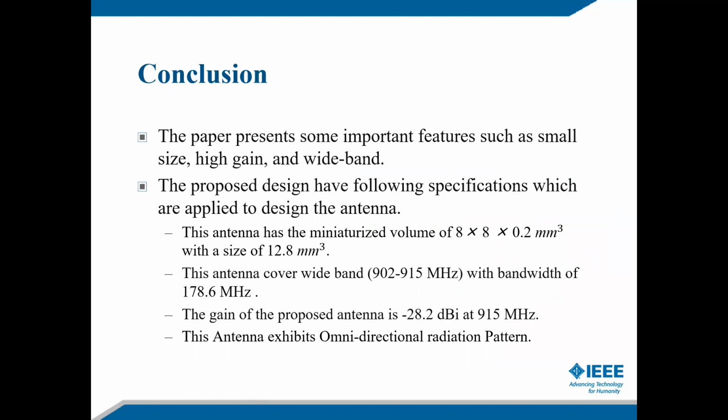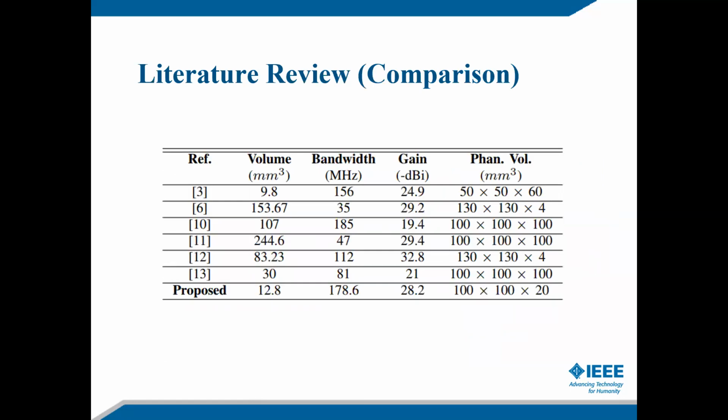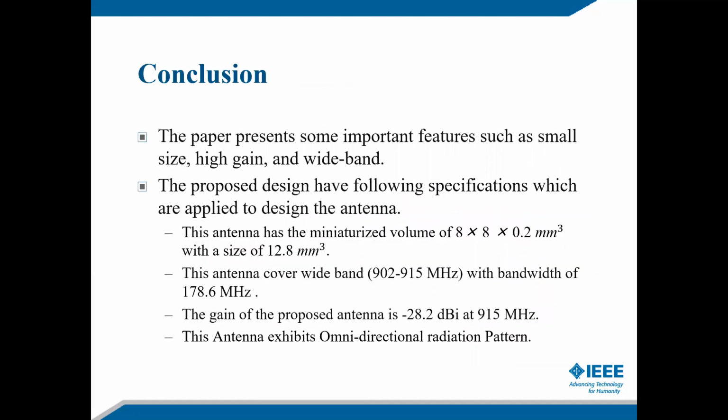Finally, I'm going to conclude my topic. The paper presents some important features such as small size, high gain, and wide band, as we checked from this literature review slide. The proposed design has the following specifications. This antenna has a miniaturized volume of 8 times 8, having an overall thickness of 0.2 millimeter: 0.1 for the substrate and 0.1 for the superstrate. The superstrate is used on top of the radiating patch.